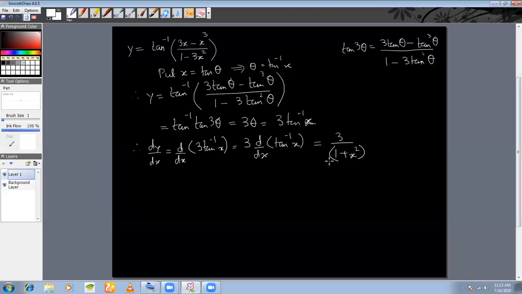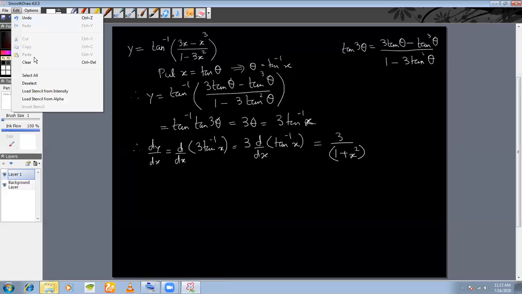No, sir. Okay, so let us now work out number 15. Here y is equal to sin inverse of (1 minus x square) by (1 plus x square). Okay, so what should we substitute here?